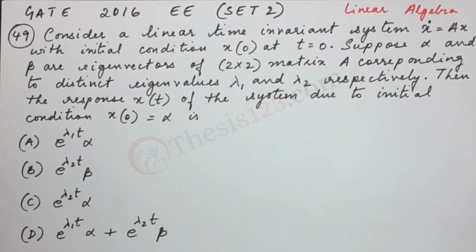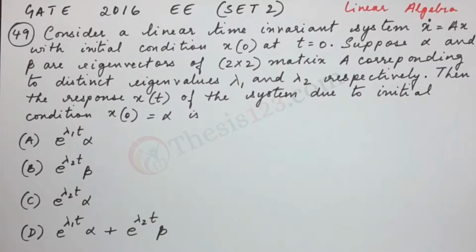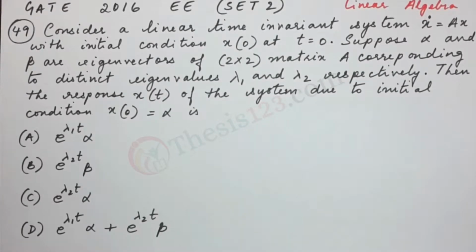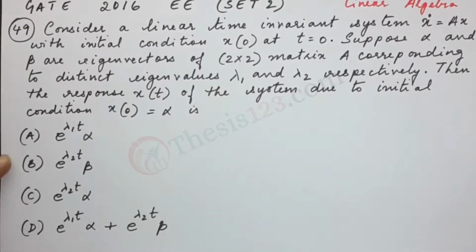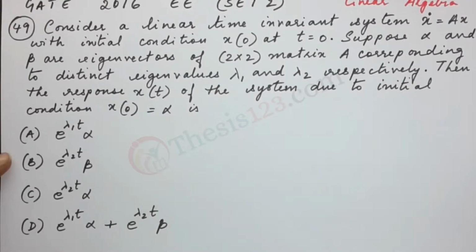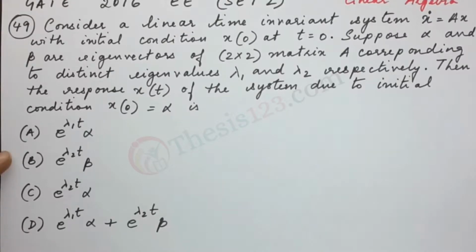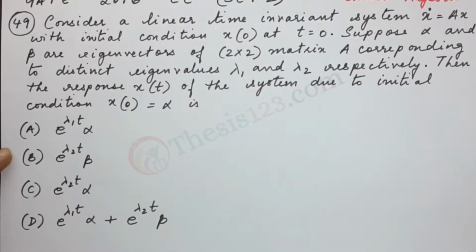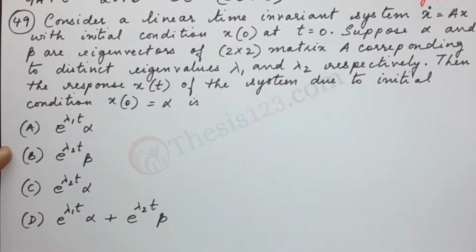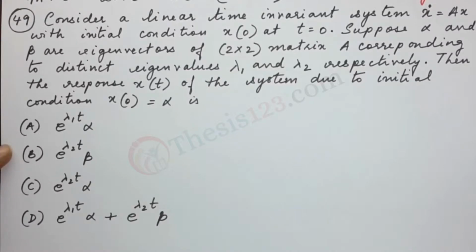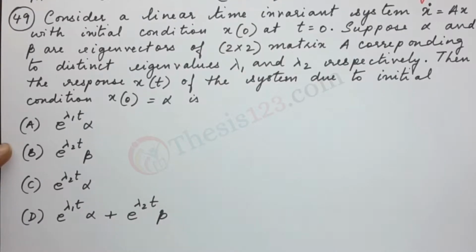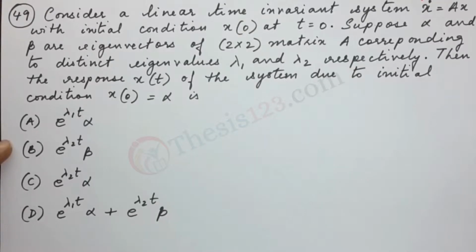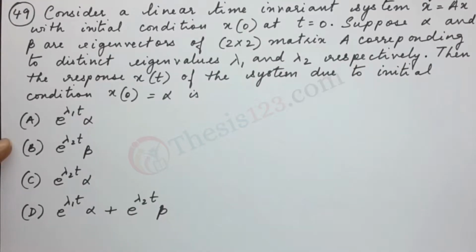Here's the next question, number 49. Consider a linear time invariant system, x dot is equal to Ax, with initial condition x of 0 at t is equal to 0. Suppose alpha and beta are eigenvectors of 2 by 2 matrix A corresponding to distinct eigenvalues lambda 1 and lambda 2 respectively. Then the response x of t of the system due to initial condition x of 0 is equal to alpha is... Okay, so we have our four options A, B, C, D.